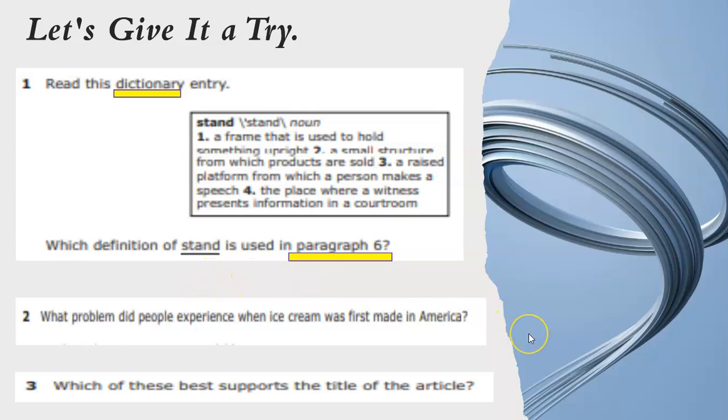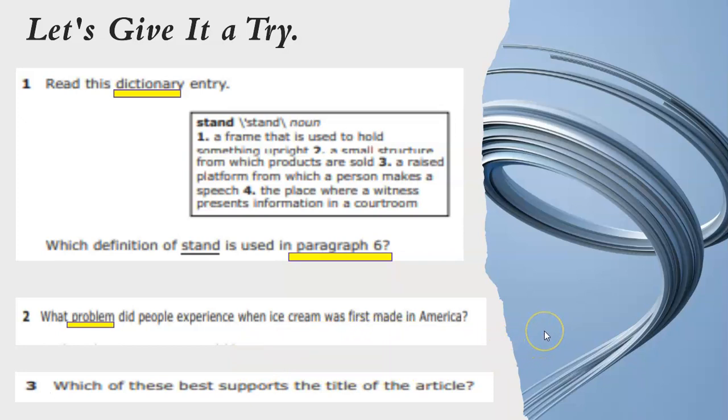Moving on to question number two, what problem did people experience when ice cream was first made in America? If I want to know key words, I think the word problem, when I start to read, I need to be on the lookout for something that just isn't quite right, or some kind of struggle that the people experienced when ice cream was first made in America.